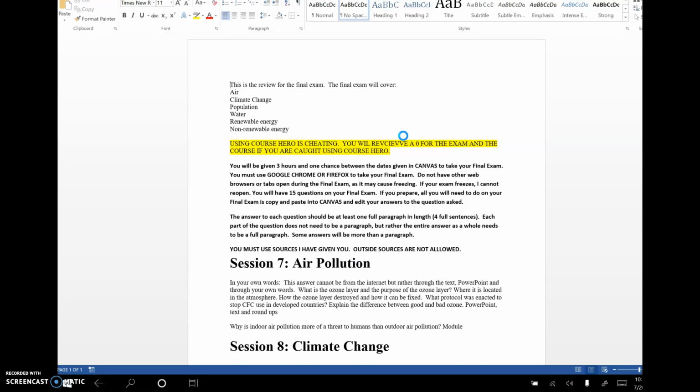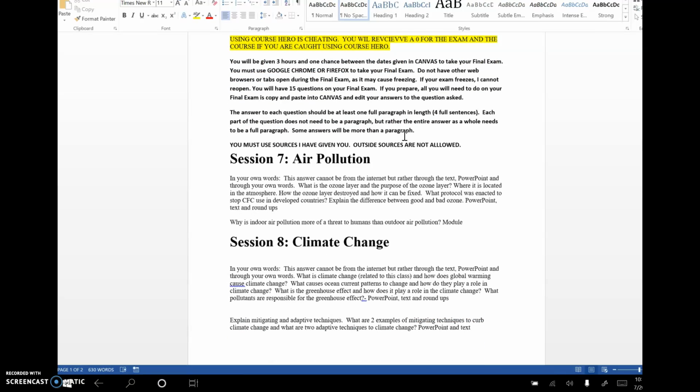So the first questions deal with air pollution. One question dealing with air pollution. This answer cannot be from the internet, but rather through your text, remember, and through the roundups that I've given you. What is the ozone layer and the purpose of the ozone layer? Where is it located in the atmosphere? So I want to know whether it's the stratosphere, the thermosphere, any of the layers. I want you to be specific about where it's located.